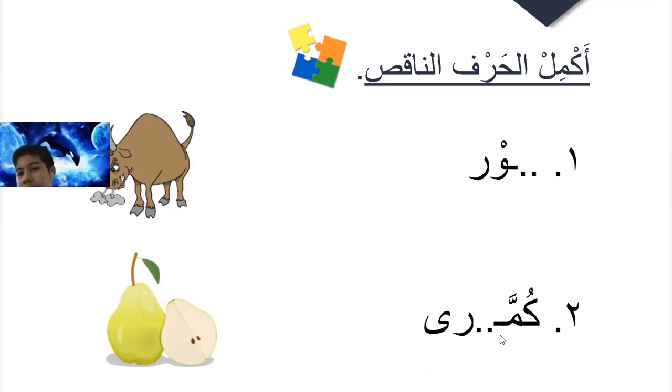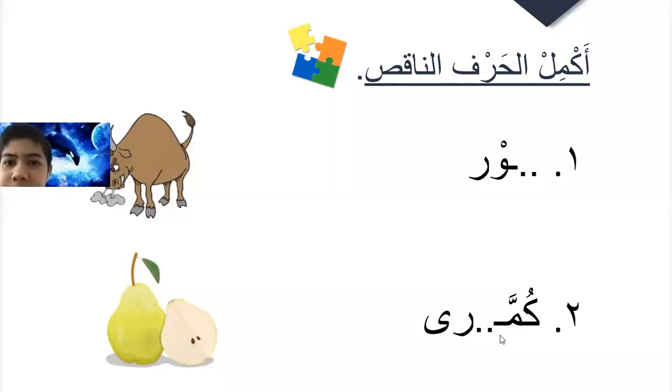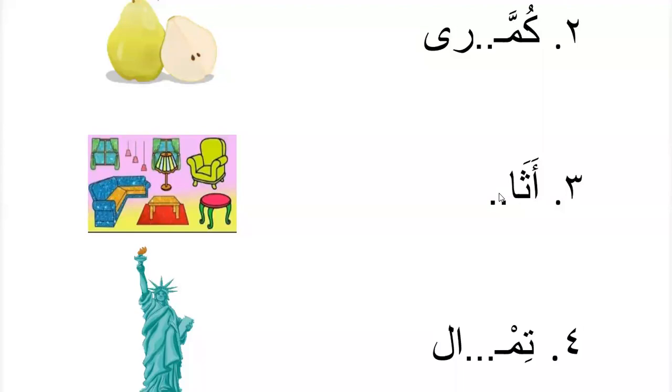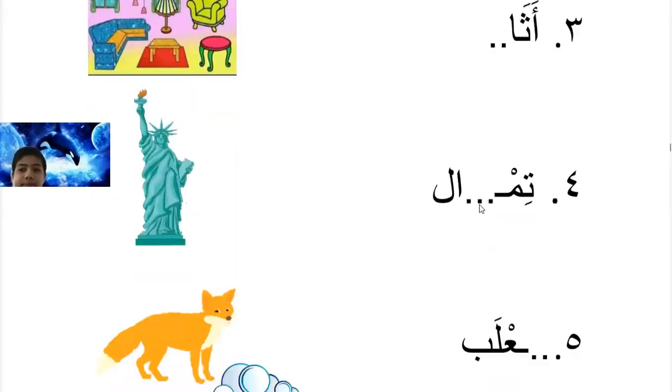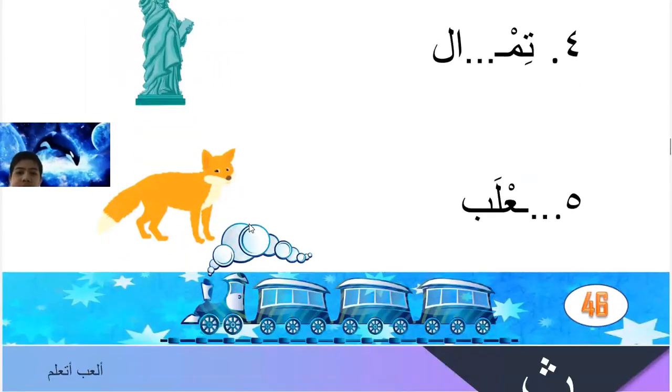Read the word. What is it again? Kumasra. Next. Asas. Good. Furniture. Good. Timsal. Good. Salab. Fox.